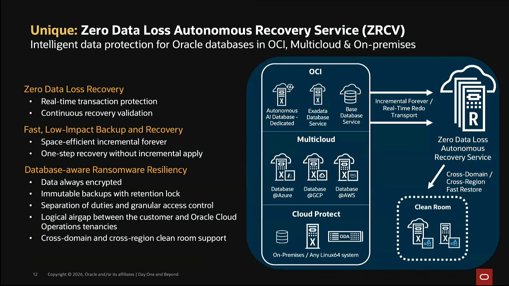And then when it comes to backup, backup and recovery plays a very important part in high availability, but also in protecting your data. That service is called the Zero Data Loss Autonomous Recovery Service. This is near and dear to my heart because it uses Recovery Manager, or RMAN, for your backups, but then adds a lot more intelligence into the service to give you real-time transaction protection for those very critical applications and workloads.